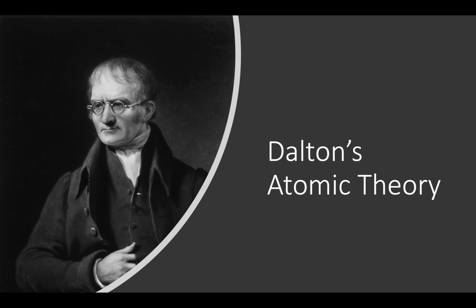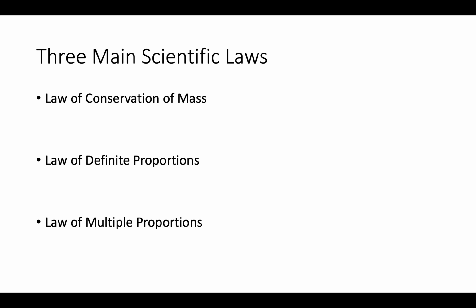Much of our modern atomic theory was derived from John Dalton's atomic theory that he developed in the early 1800s. So he developed this theory to explain the main scientific laws that we've talked about in a previous lesson: the law of conservation of mass, law of definite proportions, and law of multiple proportions. So if you need a little bit of a review on these, make sure you go back to the previous video to get a full description of what each of these laws is.